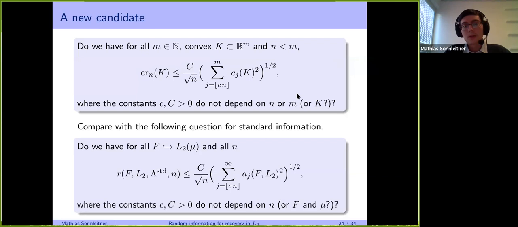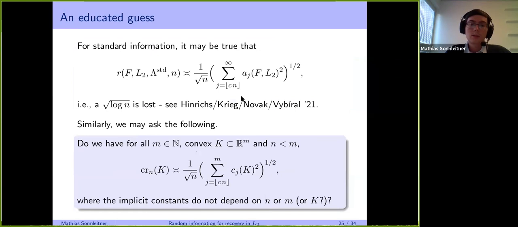And maybe we have such a relation for linear information to random linear information. And maybe some further thing to note, if something holds for most linear informations, then maybe it also holds for most standard informations, because standard informations are a subset of linear informations. And maybe one can improve these upper bounds, and because for standard information, it's maybe also true that we have the corresponding lower bound, so we have an asymptotic equivalence here.